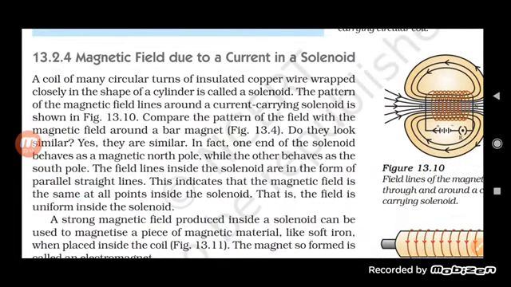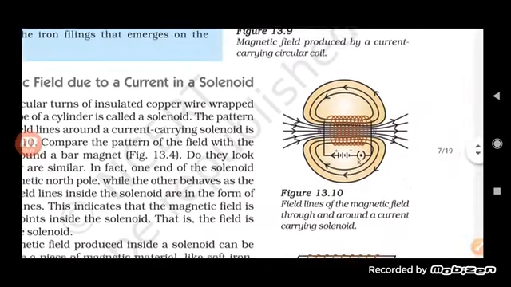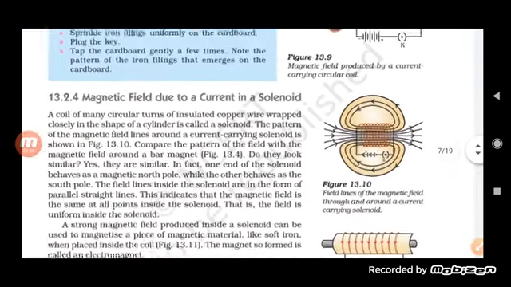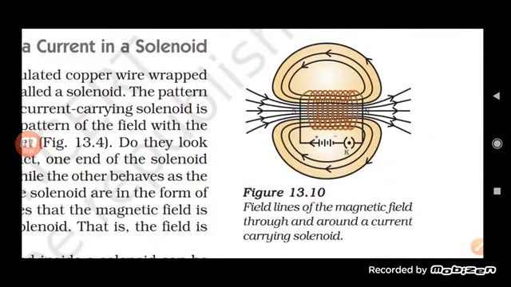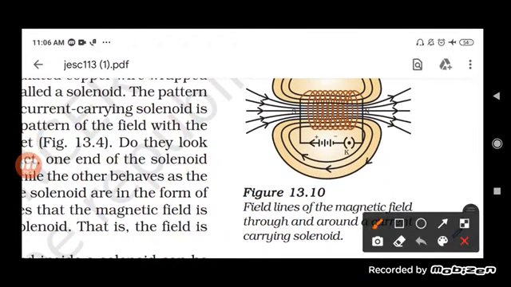Now there are some characteristics of the magnetic field produced by the current-carrying solenoid. First, the magnetic field inside a long solenoid is uniform and strong. As you can see here, the magnetic field produced is the same at all points; it is uniform and it is strong.